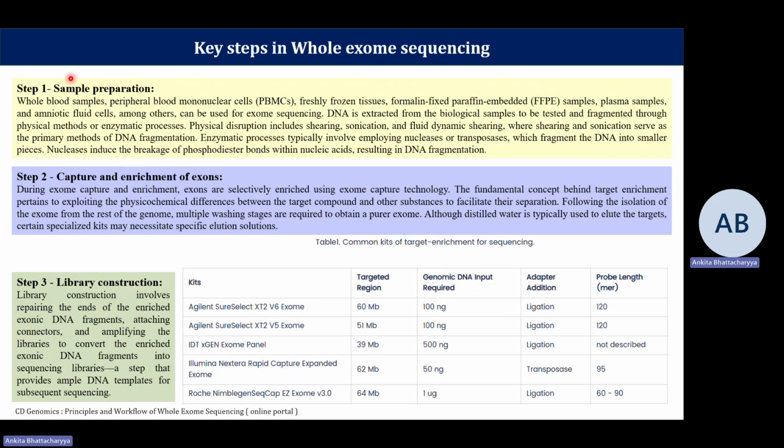So DNA needs to be extracted from the biological samples that you are trying to test. Then it has to be subjected to fragmentation, again similar to what we have already discussed for the shotgun sequencing method, and then it can be subjected to exome sequencing. Now, this extraction part depends upon what type of facility you're paying for, basically, to the company that is doing the sequencing for you.